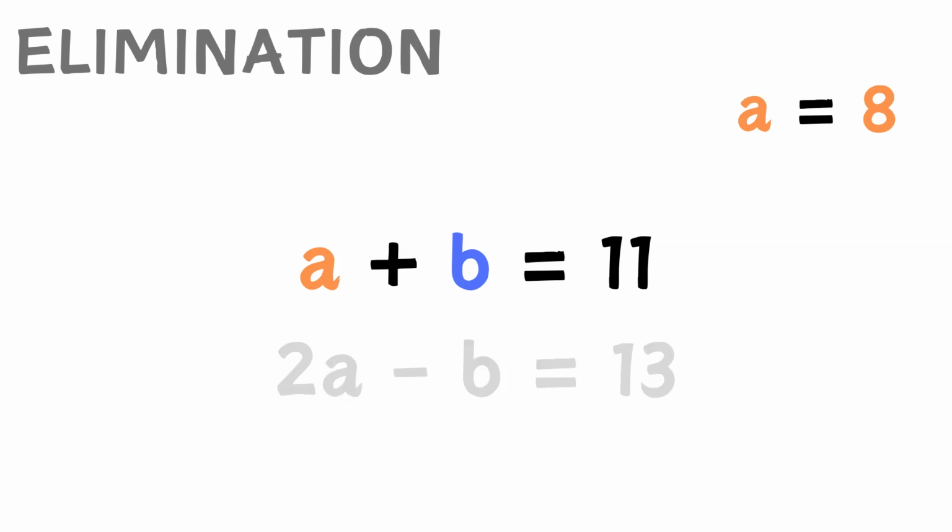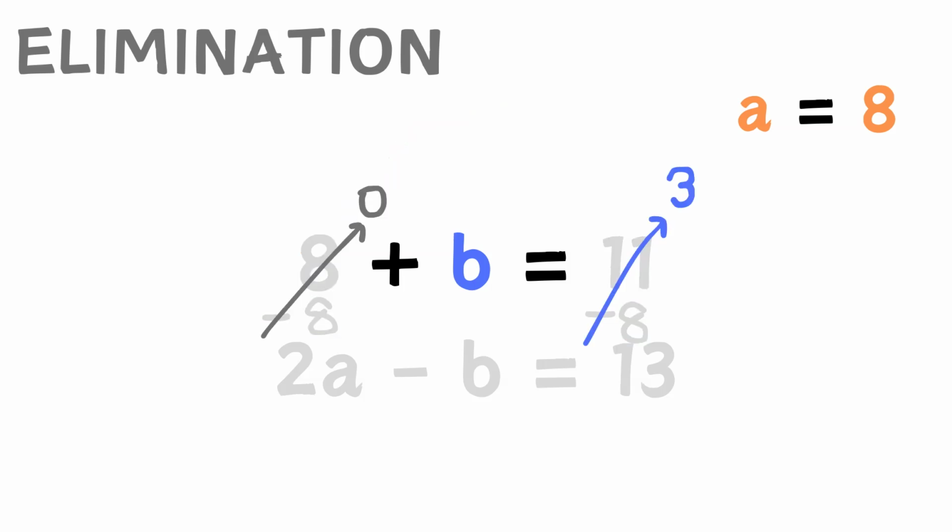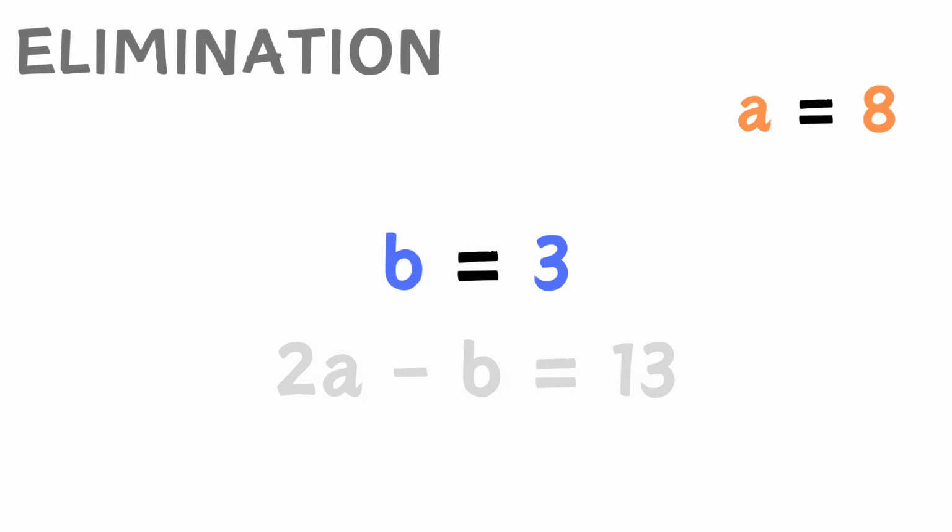a plus b equals 11. If we substitute in for a, we get 8 plus b equals 11. To isolate b, we can subtract 8 from both sides, and we find that b equals 3. So we found, using elimination, that a is 8 and b is 3.